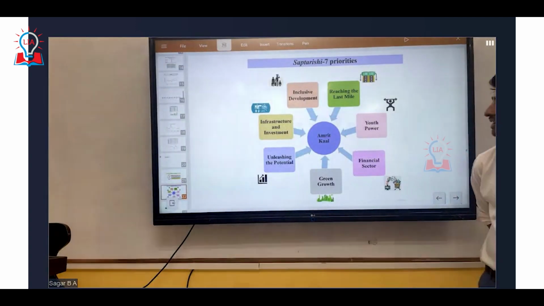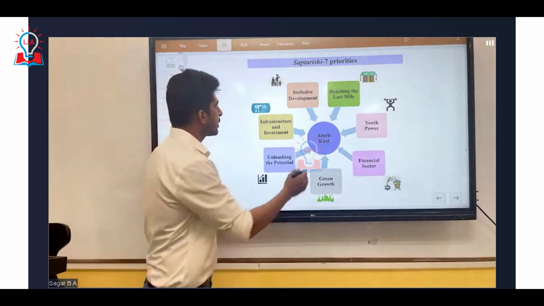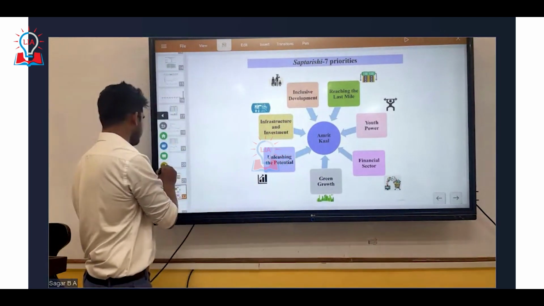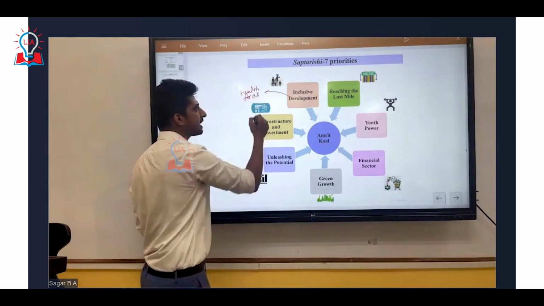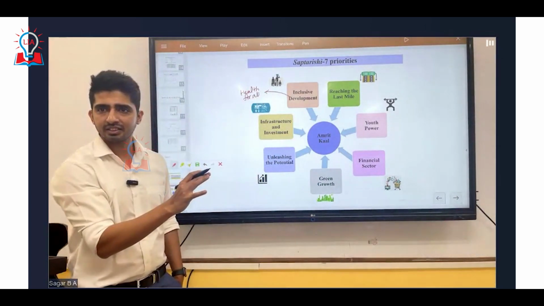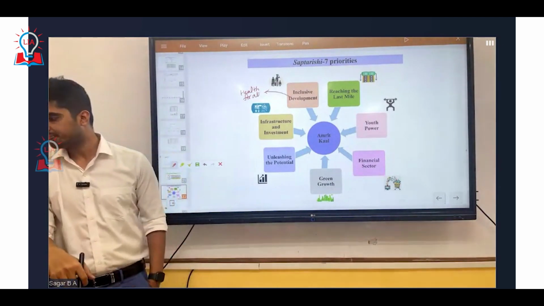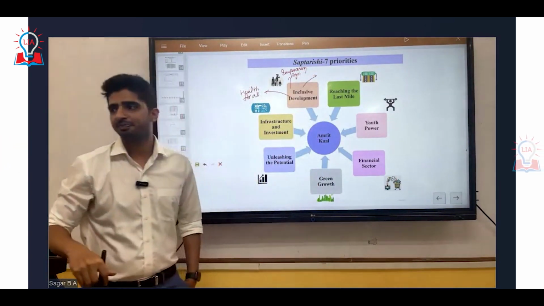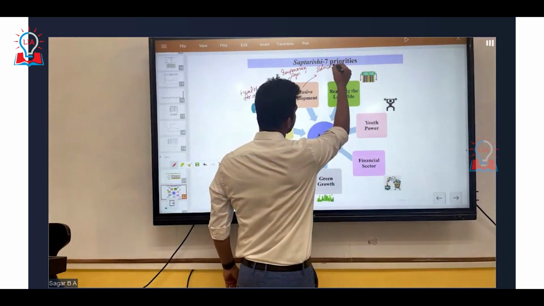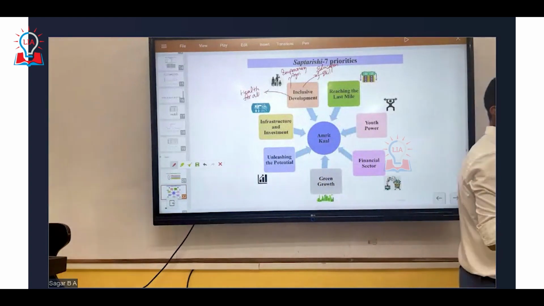Budget 23-24. These are the 7 priority sectors. It is called the Saptarshi. The first priority is inclusive development. Under this, you have 3 things. You better write them down. Basically, for the 23-24 budget, these are the priority sectors. In that, you have first, health for all. Second, empowering agriculture. Third, accessing education and skills, skill development. These 3.